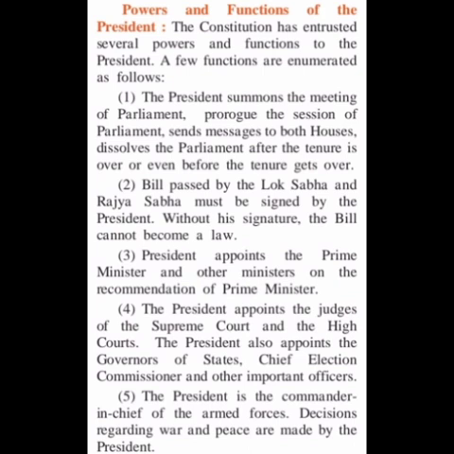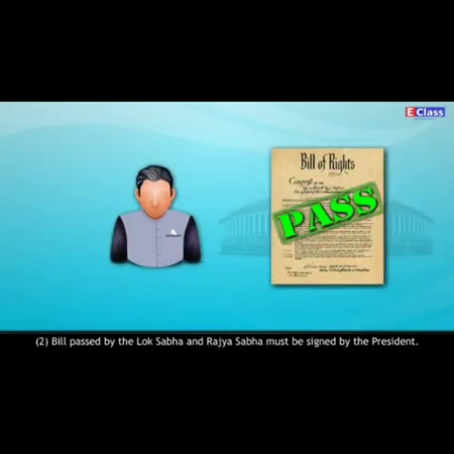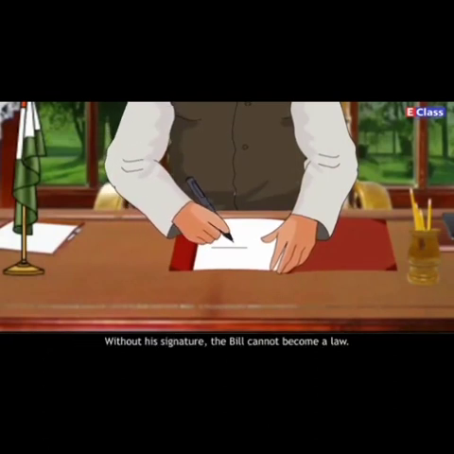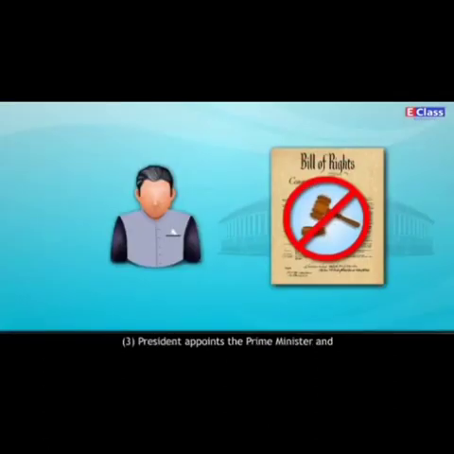The President has the power to summon the meeting of the Parliament. Summon means to call for the meeting. Prorogue the session of Parliament. Prorogue means to keep on hold or to delay the session. The President sends messages to both houses. The President has the power to dissolve the Parliament after the tenure is over or even before the tenure gets over. A bill passed by the Lok Sabha and Rajya Sabha must be signed by the President. Without his signature, the bill cannot become a law.